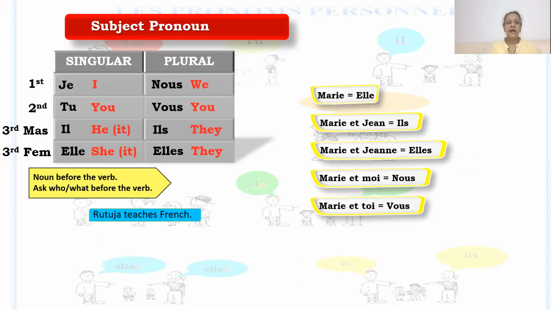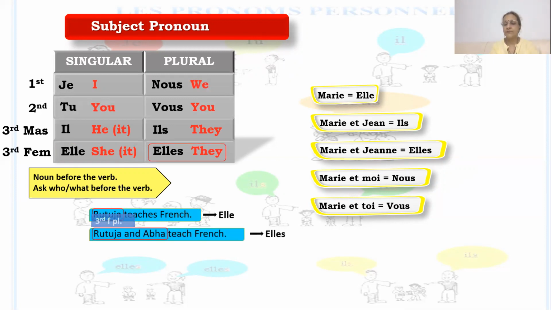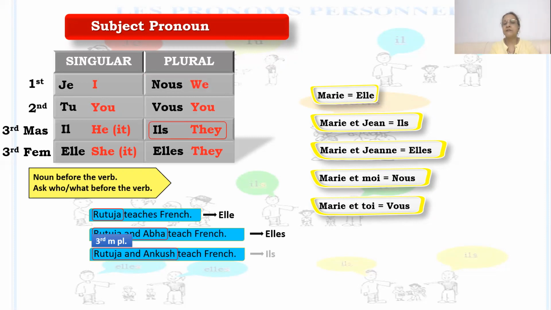If in this sentence I ask you to replace Rutuja by a subject pronoun, what is going to be in French? It's going to be elle. Rutuja and Abha teach French. Both are feminine. So it's going to be what? ELLES. Rutuja and Ankush teach French. One feminine, one masculine, masculine plural, ILS.